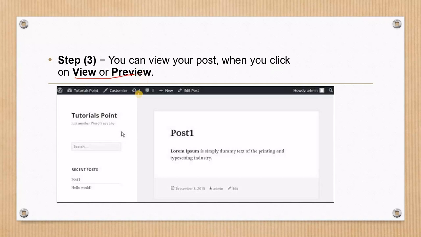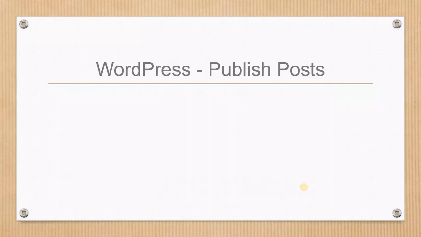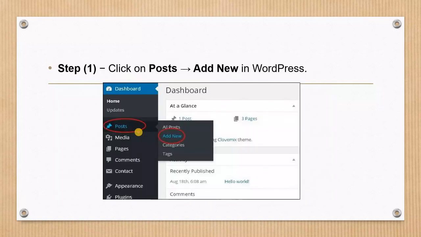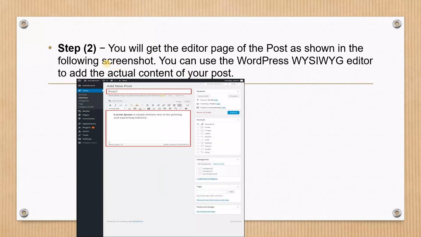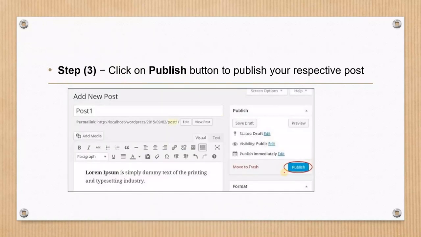So here is the view or preview link. In this way you can see if you have made any changes. If you make any changes to your post, they will reflect here. In the case of publish post, you have to go to post. If you want to add new in WordPress, you can add a new post by the add new post link. Then by clicking on this publish button, we can publish this post on the website. Thank you.